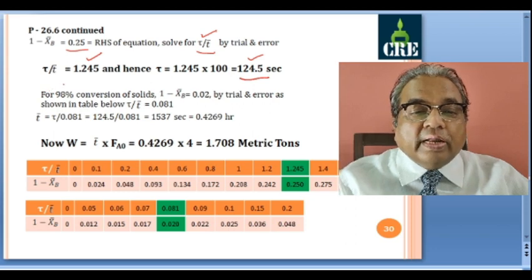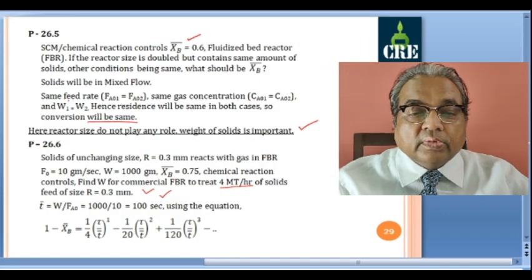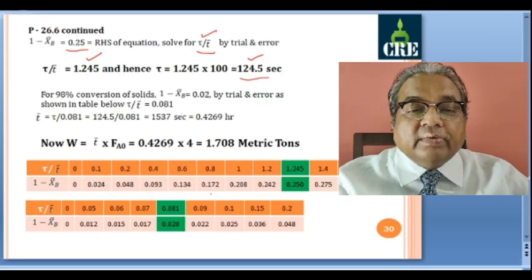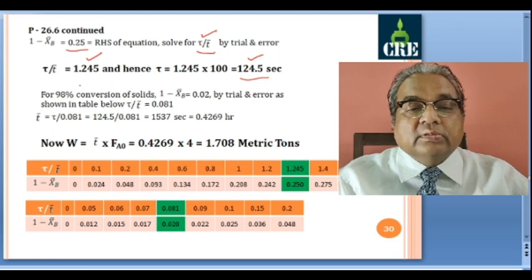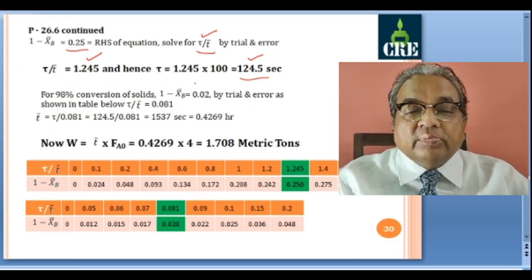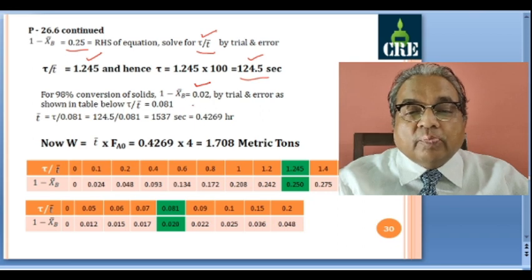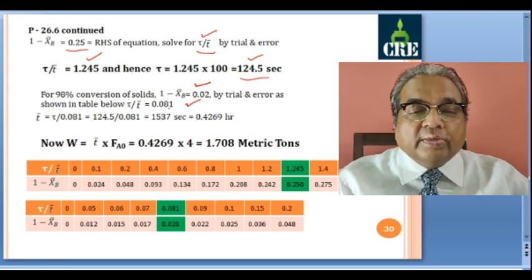Now we have to calculate for 98% conversion of solids, for the commercial fluidized bed reactor. 98% conversion means X_B bar is 0.98, so 1 minus X_B bar will be 0.02. Again I use the same expression, and for 0.02 the value of tau by T bar can also be found by trial and error. That comes out to be 0.081. So the T bar value for the commercial fluidized bed reactor is tau by 0.081, so this is 1537 seconds.